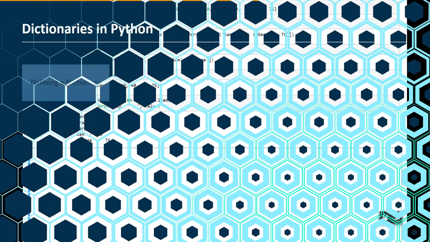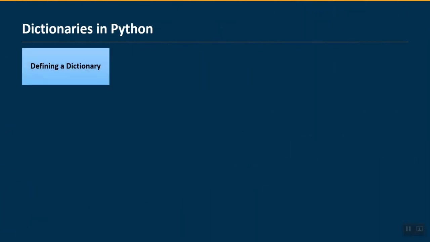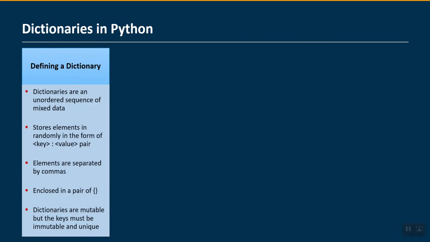A quick revision on what we learned in this video. We started with defining a dictionary. Dictionaries are an unordered sequence of mixed data. They store elements randomly in the form of key value pairs. Elements are separated by commas and are enclosed in curly brackets. Dictionaries are mutable, but keys of the dictionaries must be immutable and unique. Values can be duplicated.